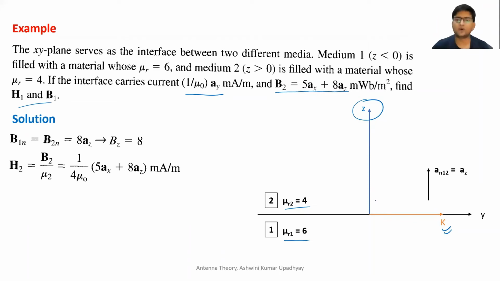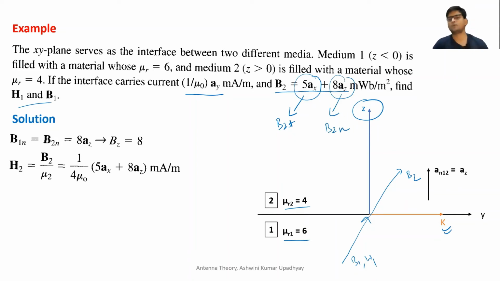So there you are given a vector B2, and then you have to find the vectors, or magnetic flux density B1 and magnetic field intensity H1. From this equation of B2, you can clearly say that this 5ax component is the tangential component, because in the xy plane, whatever is in the x direction is parallel to the xy plane, which is tangential. So this you can say is B2t. And since this is in the z direction, this is B2n, the normal component.